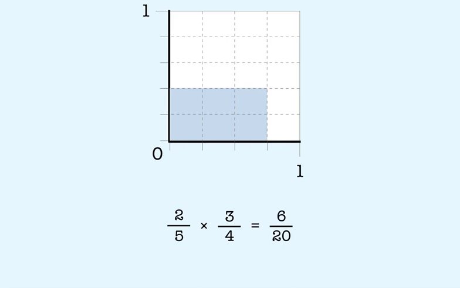Now notice that the numerator, 6, is equal to the product of the two numerators in the fractions we multiplied. 2 times 3 equals 6. Also notice that the denominator, 20, is equal to the product of the two denominators in the fractions we multiplied. 5 times 4 equals 20.